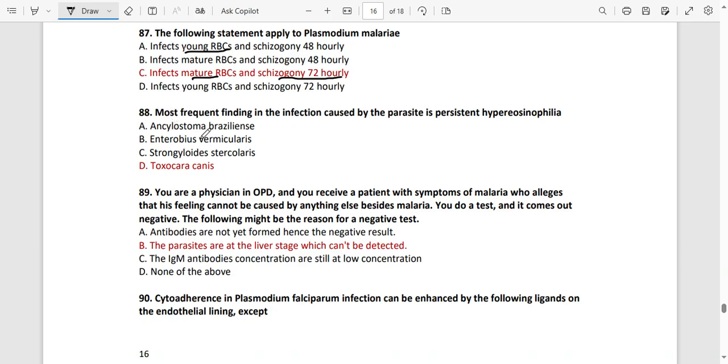Most frequent finding in the infection caused by the parasite is persistent hypereosinophilia. We did mention this again, isn't it? Hypereosinophilia, which is persistent. Toxocara canis. We did mention this again, I think. So there is a lot of eosinophils in this condition caused by Toxocara canis.